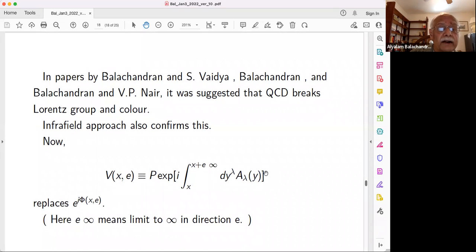For the non-abelian gauge group, we follow Dirac. The basic thing that replaces the Wilson line is what I call V_{x,e}. So this is this integral, where I'm integrating along a straight line from x to x plus e infinity. By the way, let me say something in this context, which I asked Denjo.